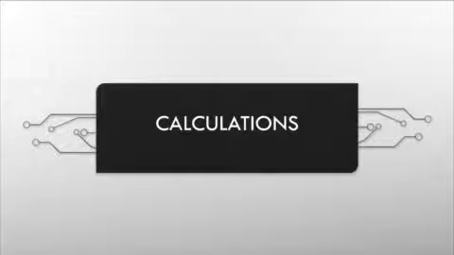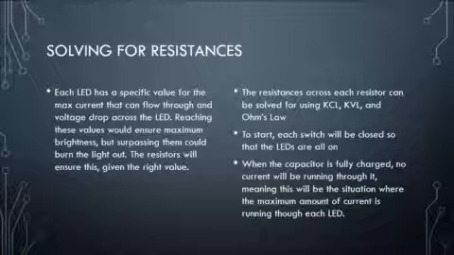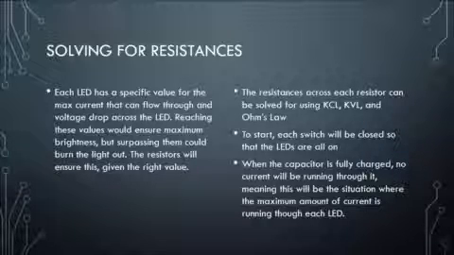Moving on to the calculations, we will first solve for the unknown resistances. Each LED has a specific value for the maximum current that can flow through it and the voltage drop across the LED at the maximum current value. If these values are exceeded, the LEDs would likely burn out. Using the appropriate values for the resistance would ensure we reach these values for maximum brightness without ruining the LED.